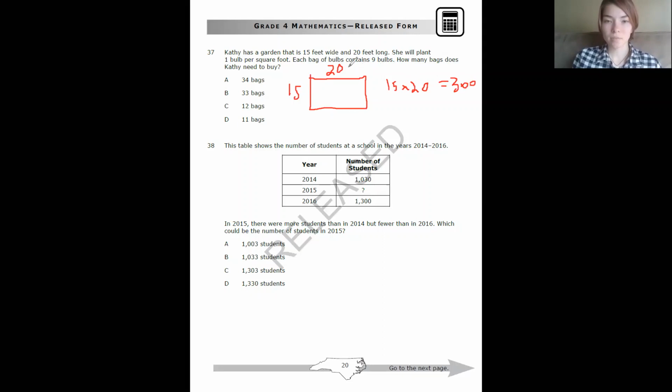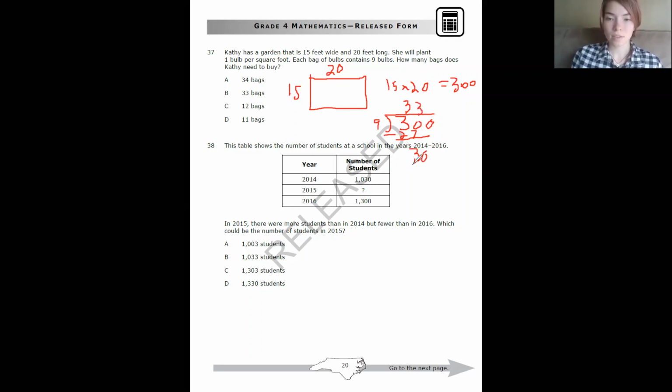Now, each bag of bulbs contains 9 bulbs, and we want to know how many bags she needs to buy. So to figure out how many bags, we need to divide 300 square feet by the 9 bulbs per bag. Nine goes into 30, 3 times. 9 times 3 is 27. Subtract, we get 3. Bring down that 0, 30, 9 goes into 30 3 times.